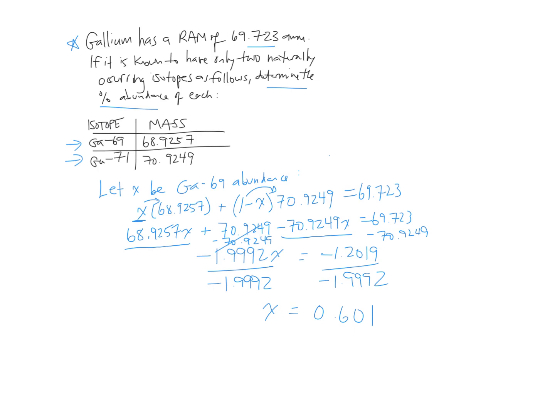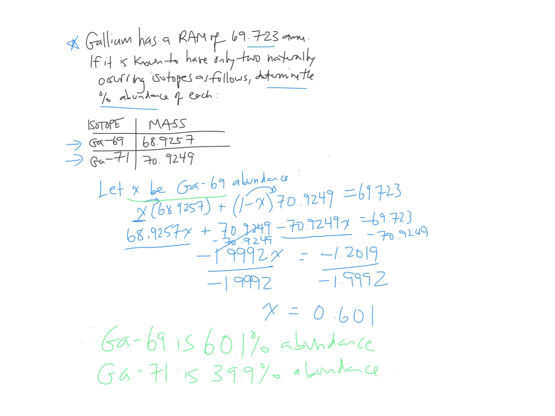Which means what? Go back and say, what did X mean initially? Well, we said that X was going to be the gallium-69 abundance. So therefore, the gallium-69 is 60.1% abundance of all the naturally occurring isotopes of gallium. And the rest of it, gallium-71, is going to be the 1 minus X. So what's that? 39.9%. It's got to add to 100 abundance.